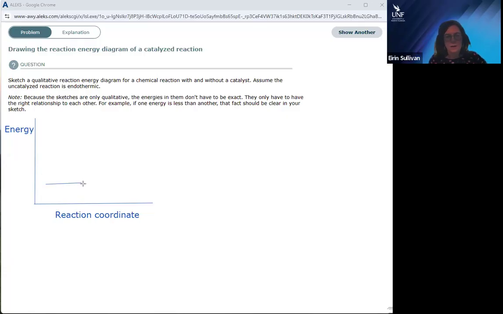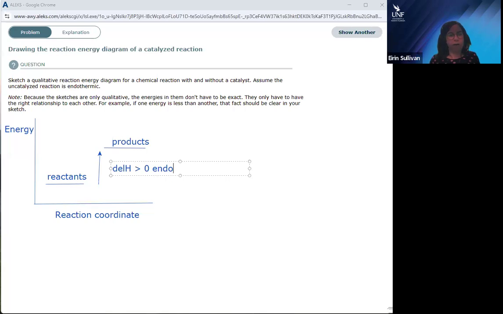So if we draw a line to represent the energy of our reactants and another line to represent the energy of our products, you've used these before in thermodynamics, right? Reactants are down here and products are up here. This looks to me like an endothermic reaction, right? Because you have to absorb energy to go from reactants to products. That amount of energy is my delta H of the reaction, and it is a positive number, so that is endothermic.